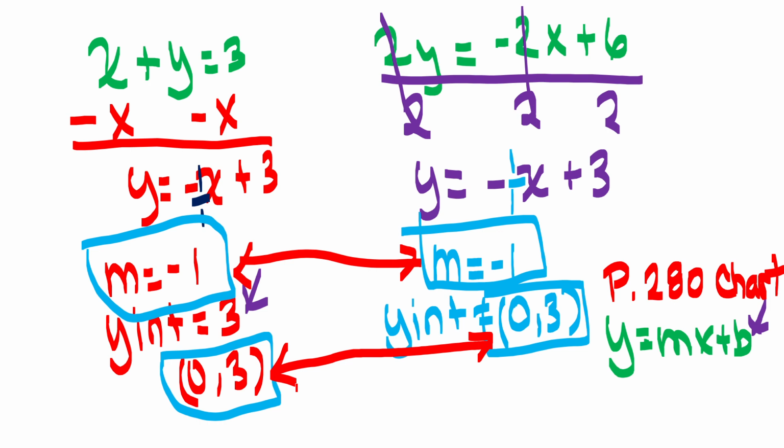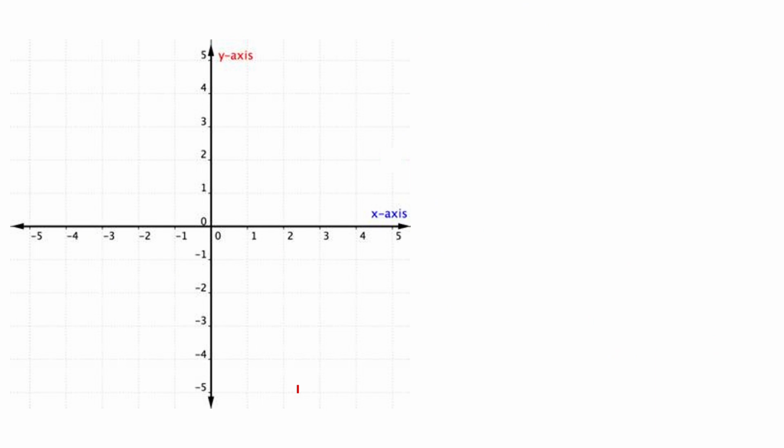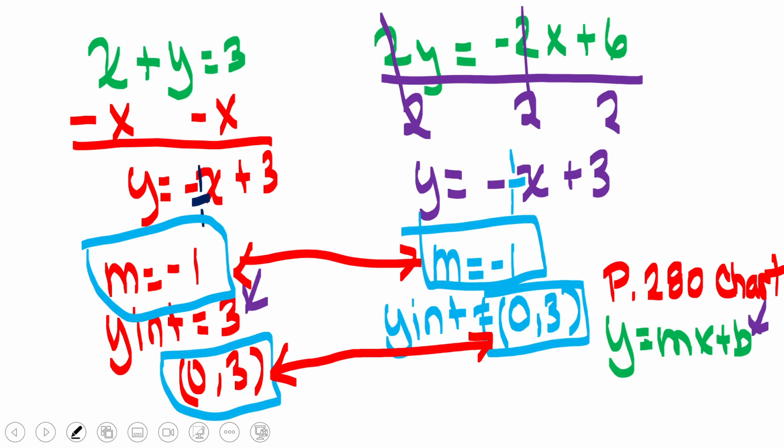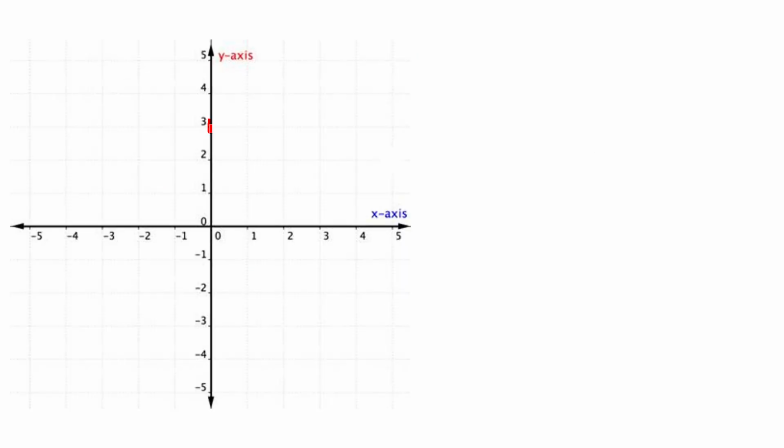We're going to have 0, 3 for our red equation with a slope of negative 1. So a negative rise over run, and it's going to be a negative slope visually, and the line will continue here.